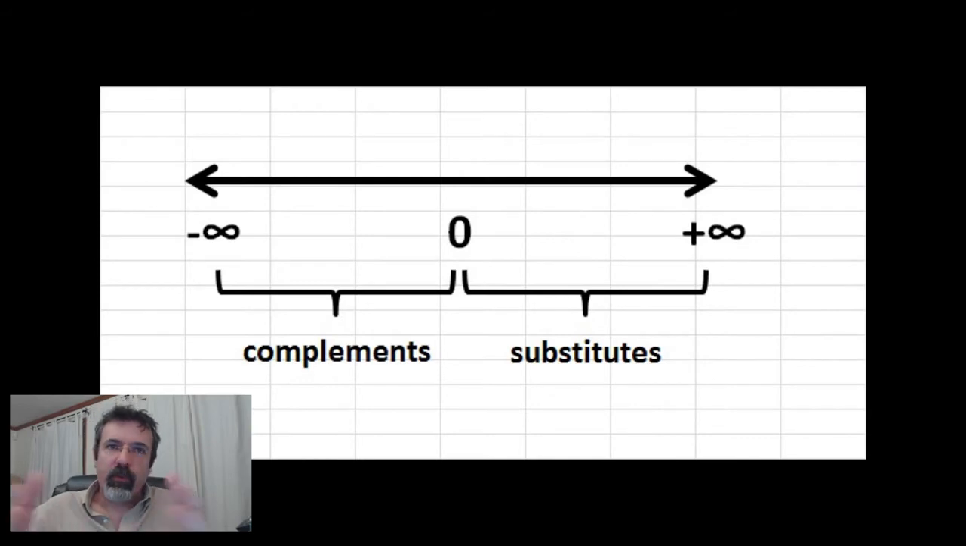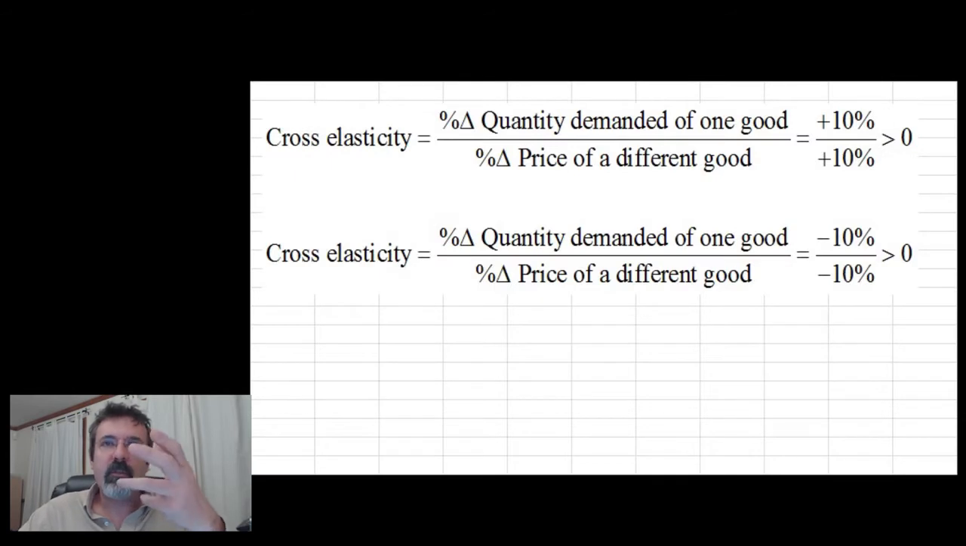Cross elasticities will range on a scale of negative infinity to positive infinity, and we draw a line of demarcation at 0. Anything above 0, we refer to these goods as substitutes. Anything below 0, we refer to these goods as complements. So if you think about substitutes for a moment, these are goods for which the cross elasticity is positive.